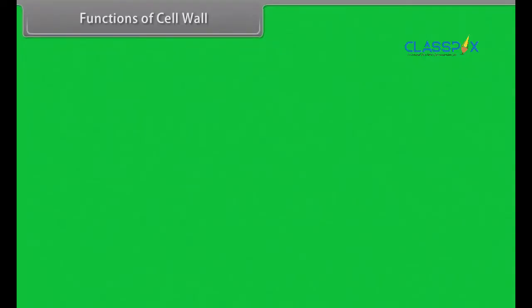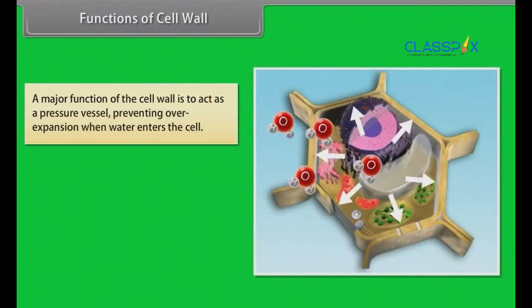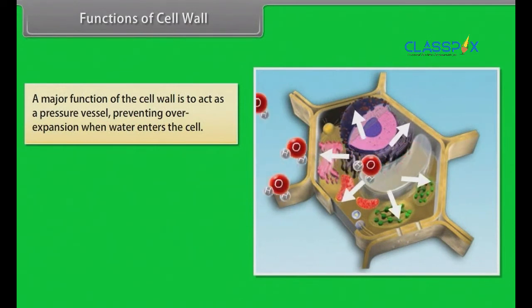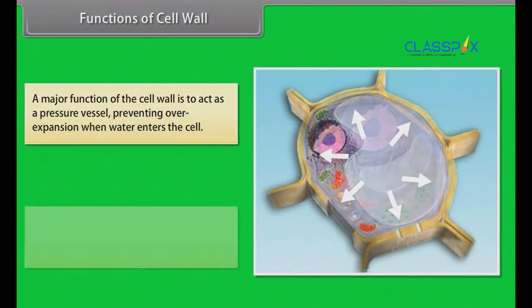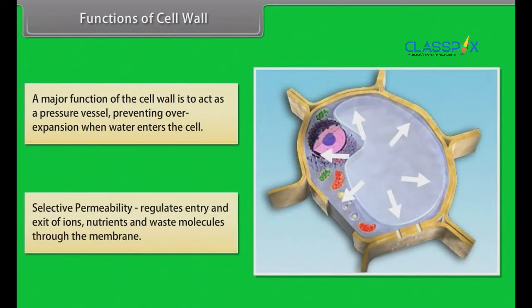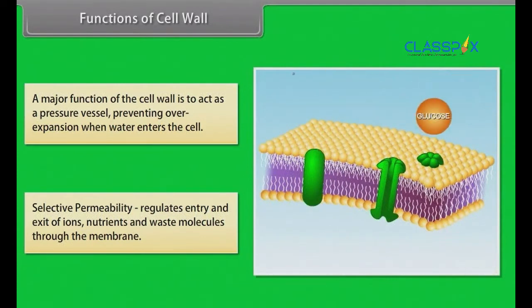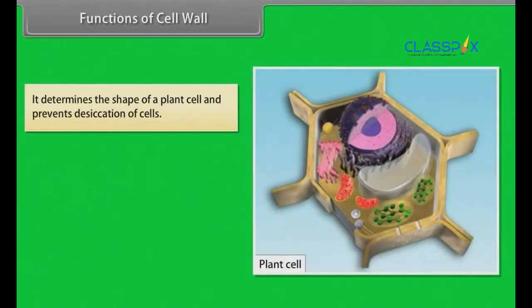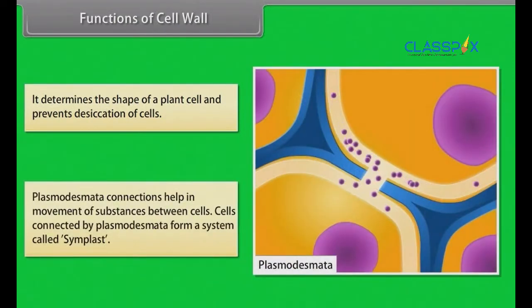Functions of the cell wall. A major function of the cell wall is to act as a pressure vessel, preventing overexpansion when water enters the cell. Selective permeability regulates entry and exit of ions, nutrients, and waste molecules through the membrane. It determines the shape of a plant cell and prevents desiccation of cells. Plasmodesmata connections help in movement of substances between cells. Cells connected by plasmodesmata form a system called symplast.